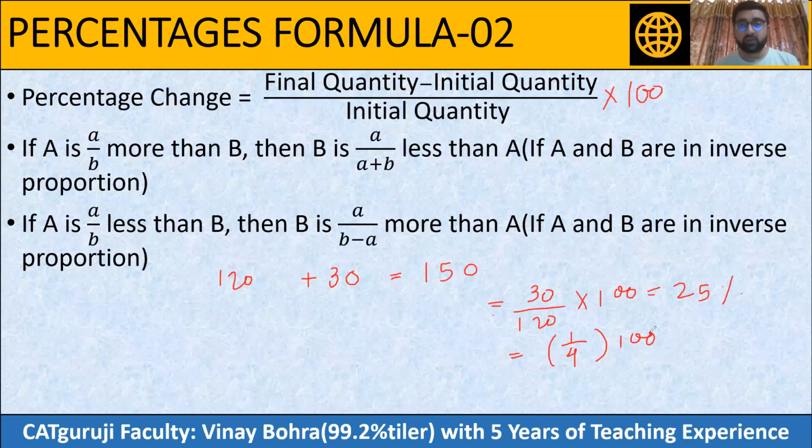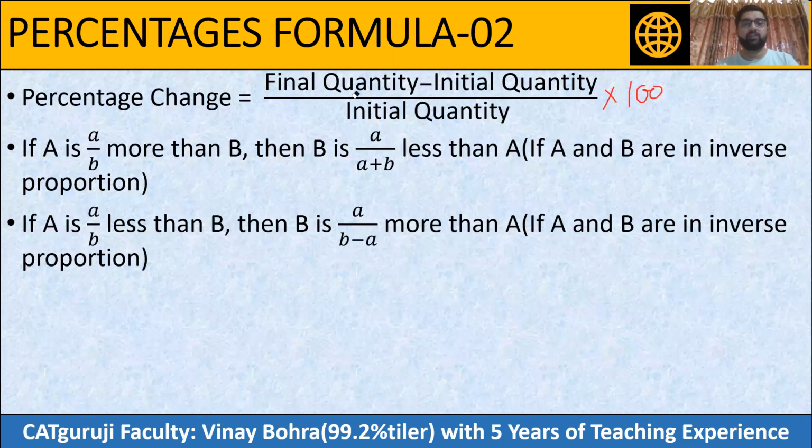Now there are two important shortcut tricks that we can use here. If A is A by B fraction more than B, then B will always be A by A plus B less than A. Now here A and B have to be in an inverse proportion. Let me take an example for this also. Let's suppose there are two friends X and Y. The salary of X is 25% more than Y.